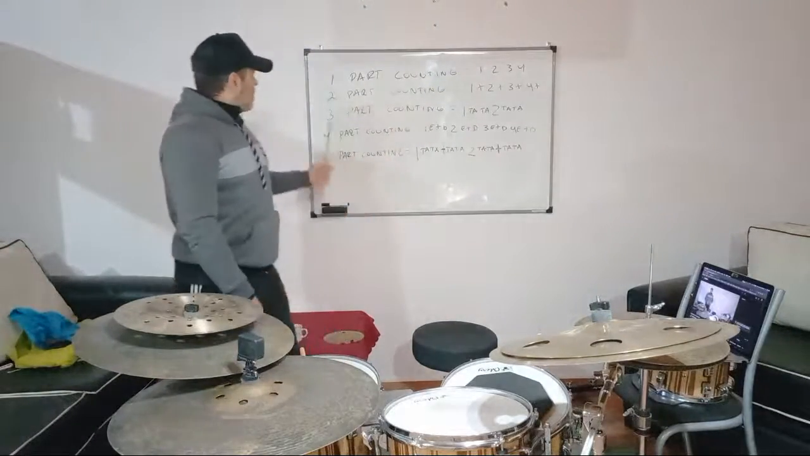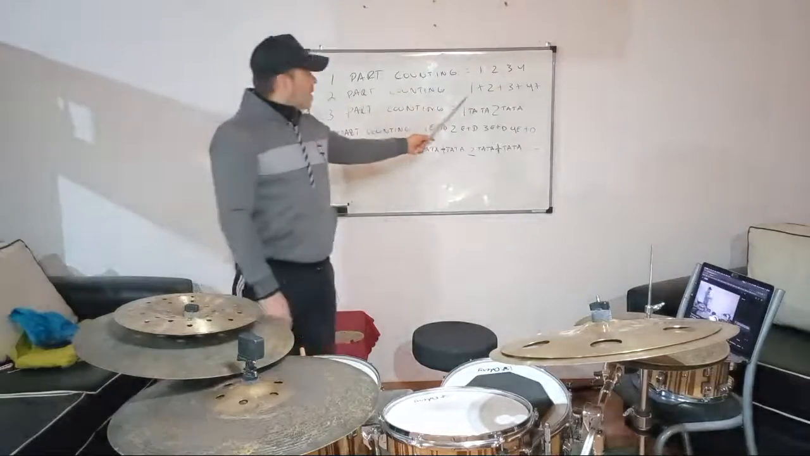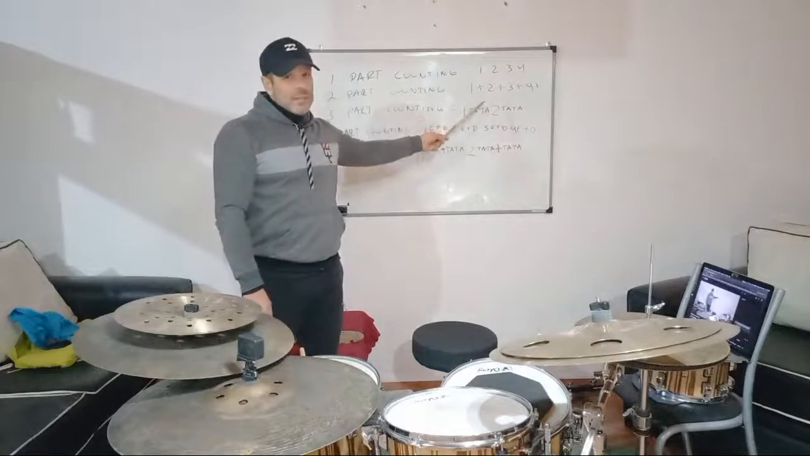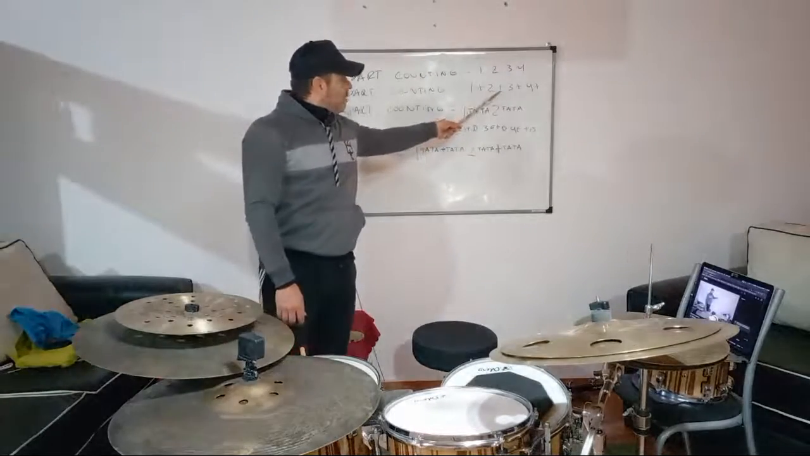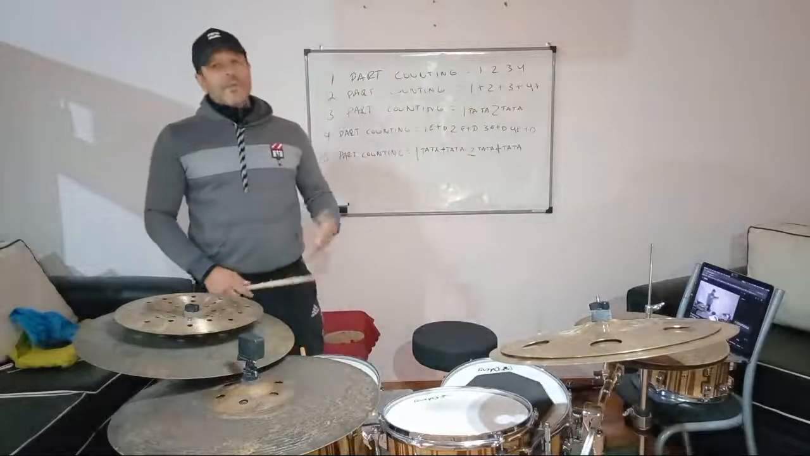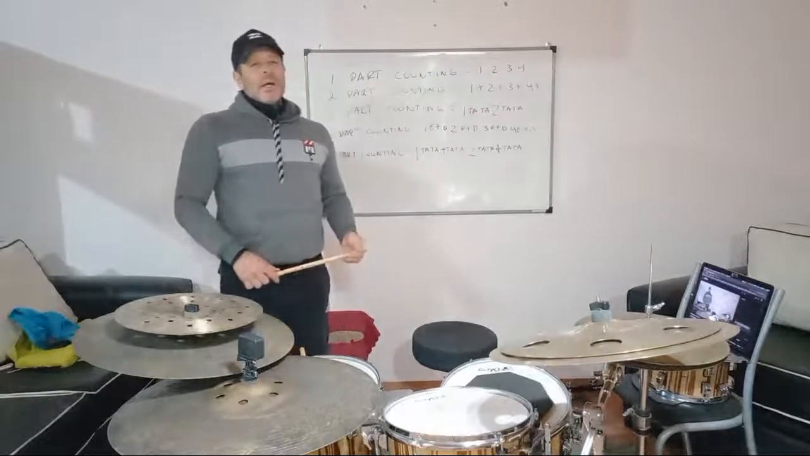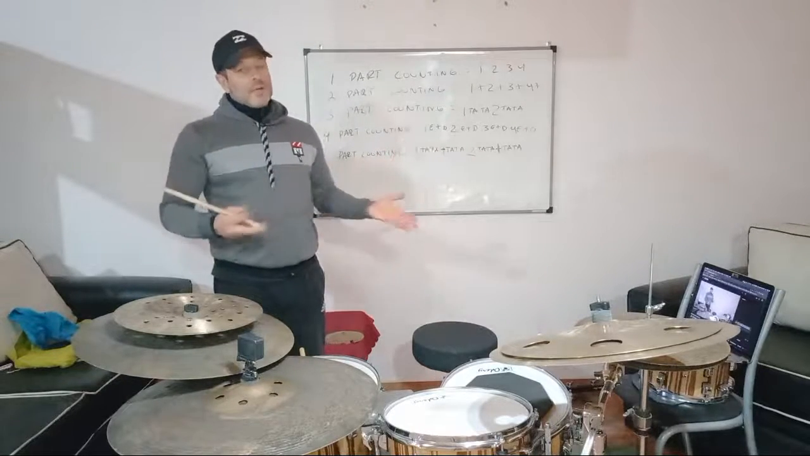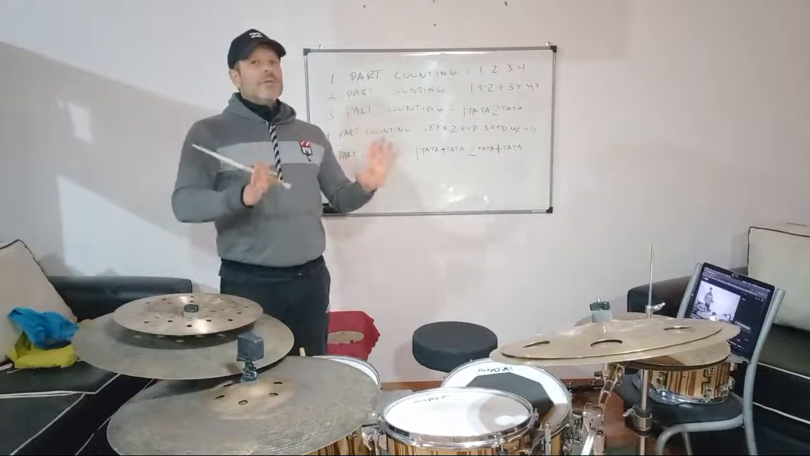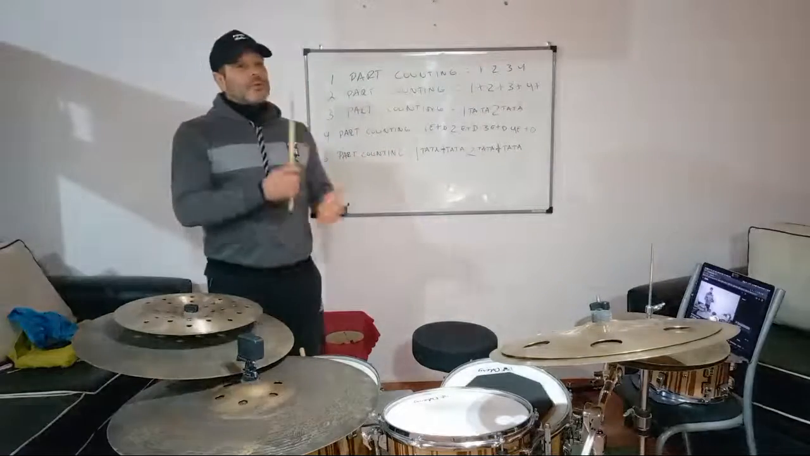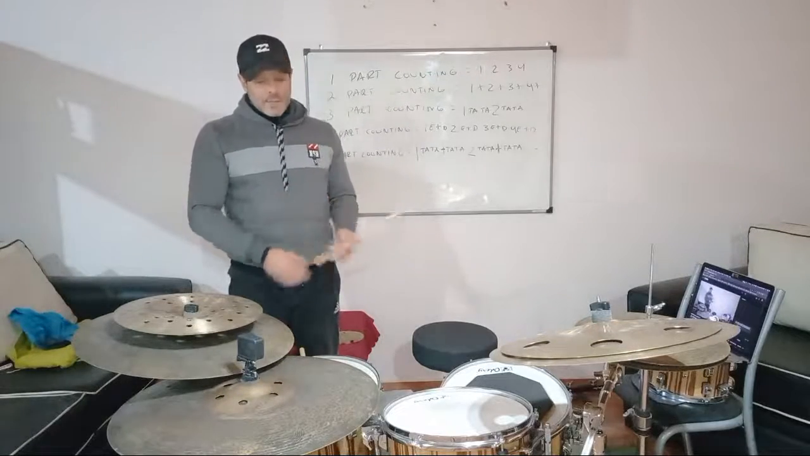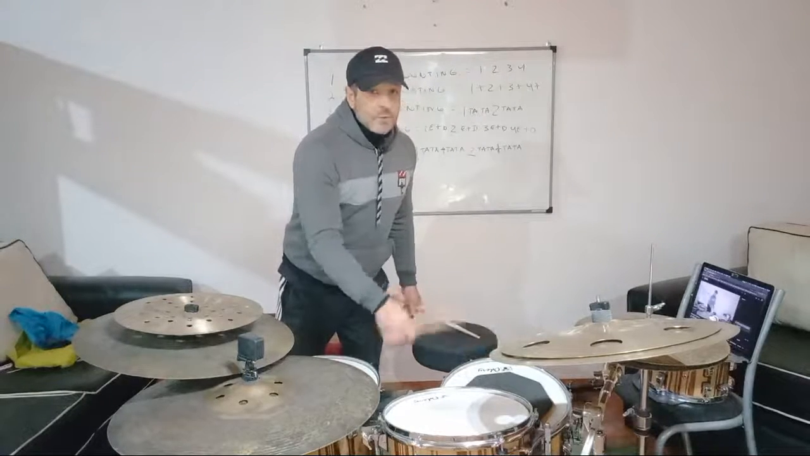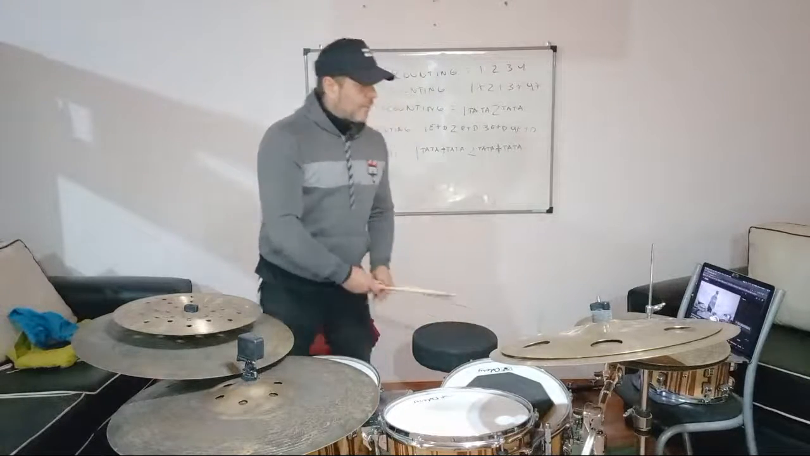Now, 2-part counting, you're going to add the vocalization "and" between the pulses. 1 and, 2 and, 3 and, 4 and. I'm sure we're all familiar with this. It's just a way that you can count a little bit smaller subdivisions, eighth notes. For now, let's think of it that way. 1 and, 2 and, 3 and, 4 and.